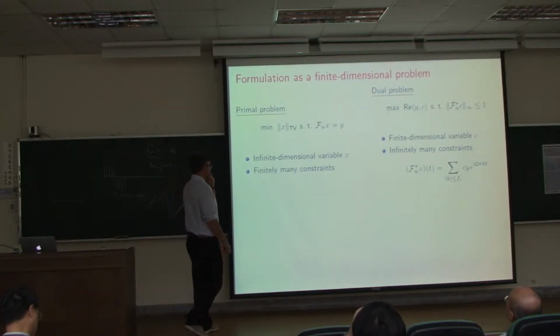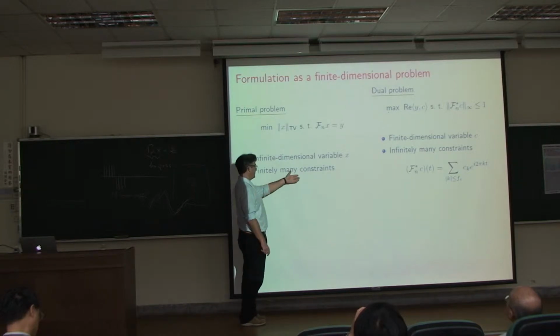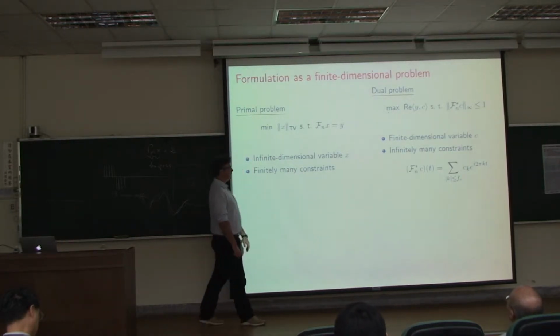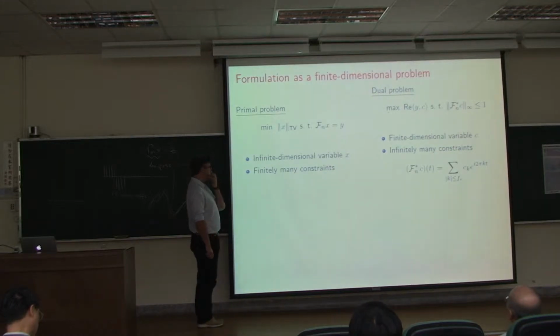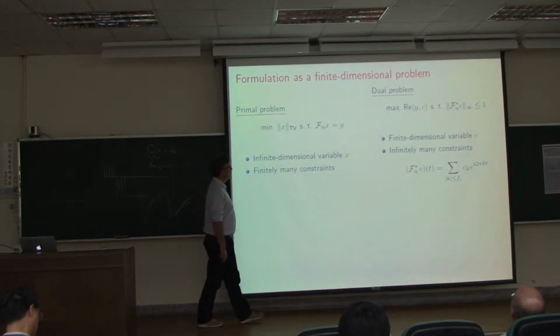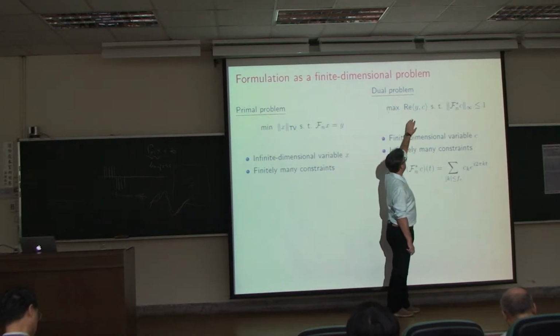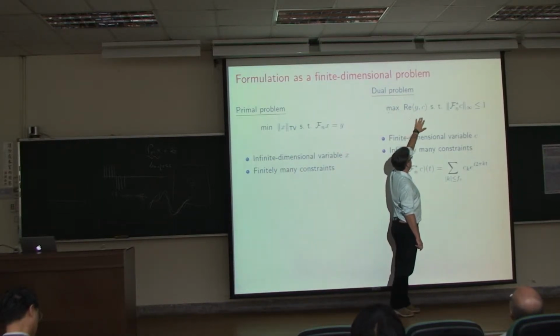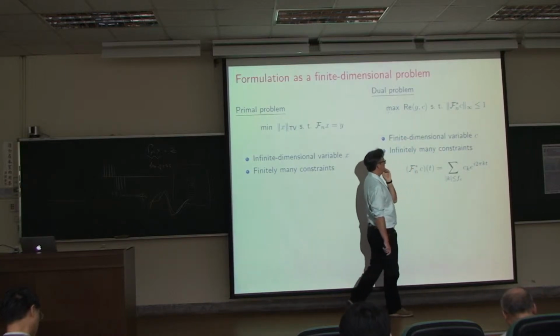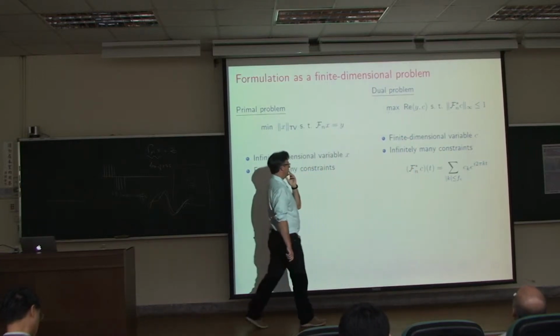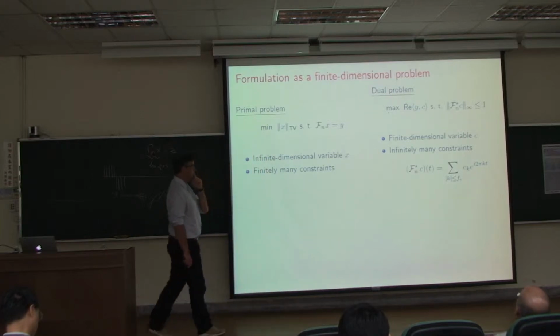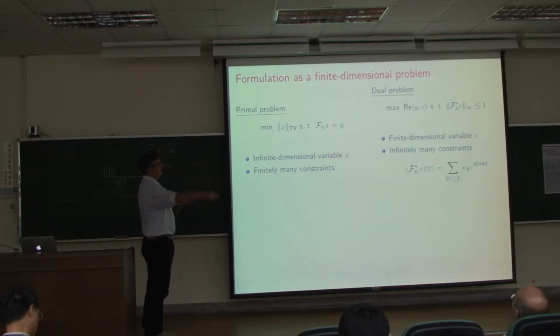Okay, so I have an infinite dimensional variable x, and I have finitely many constraints. Now every program has a dual, and on the dual side, this optimization problem looks something like this. I want to maximize the real part of y dot c subject to the infinity norm of fn star c being less than 1.